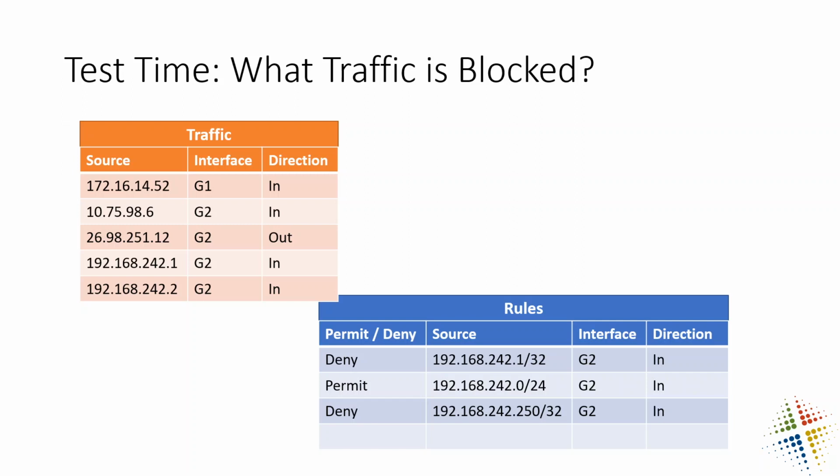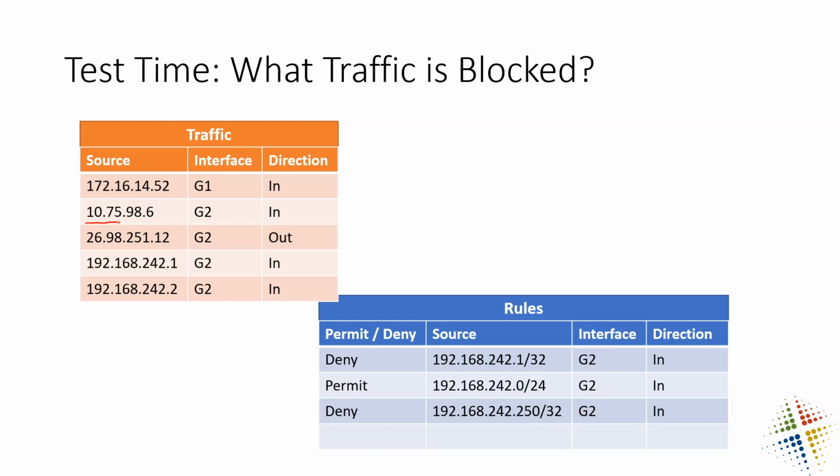All right, so hopefully you've taken a chance to pause the video and look at that, and let's look through our traffic. So we could start walking through here. See 172.16.14.52. That's coming in on interface G1. Our rules do not have anything for G1, therefore that traffic is not being blocked. That is being allowed.